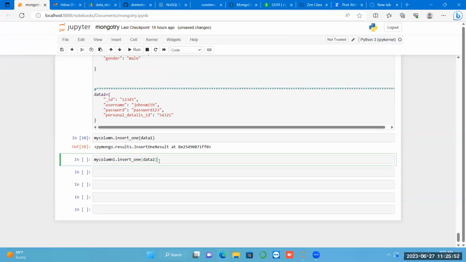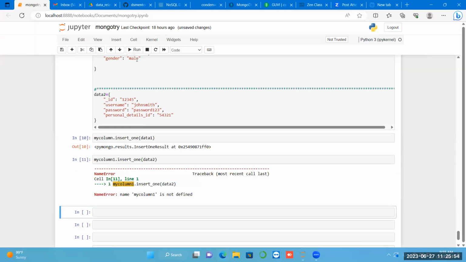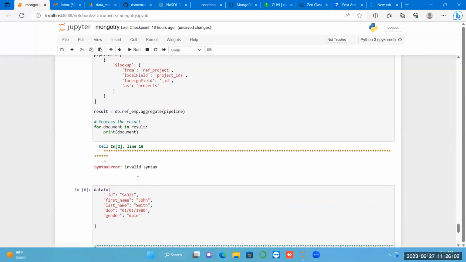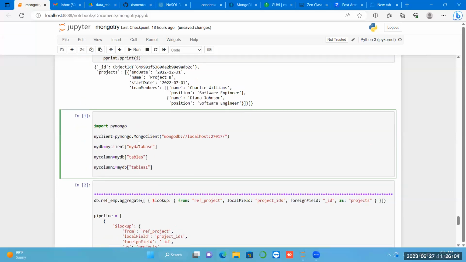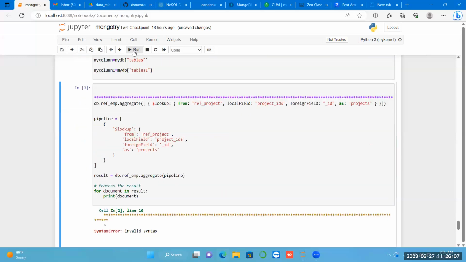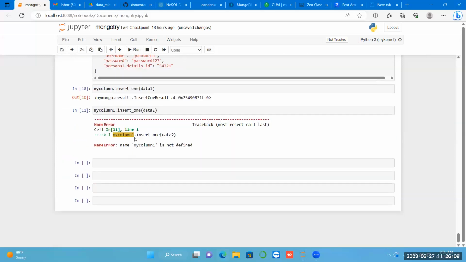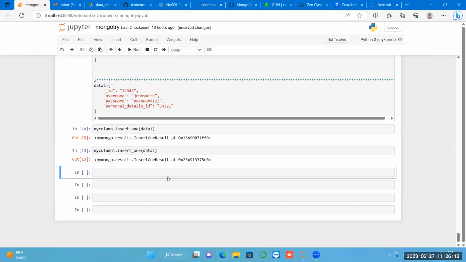Do the same insert one for data 2. Correct. Now run it. My column 1 is not defined because you have not run that cell. Go up. This cell you didn't run. Do it. Now you come there and run it again. Now yes, it's working.